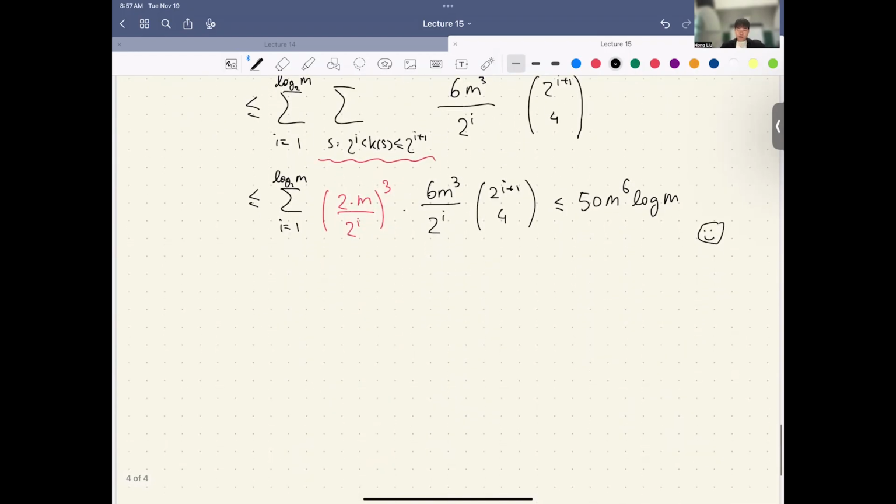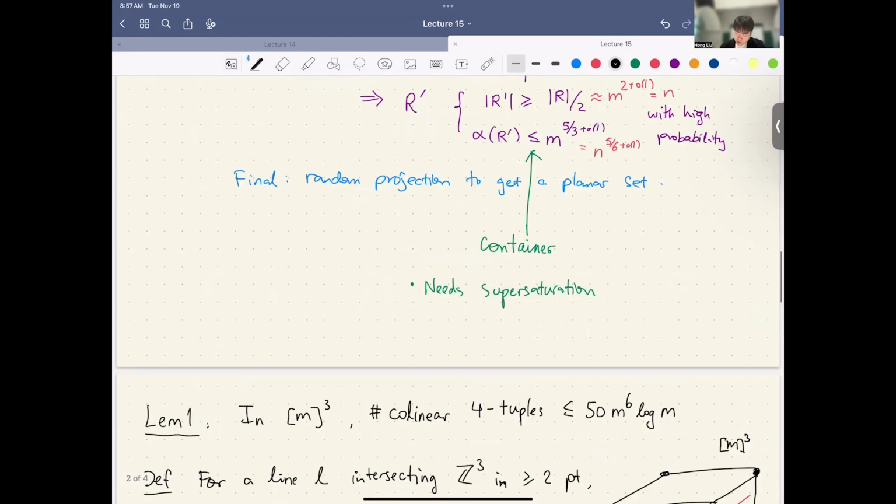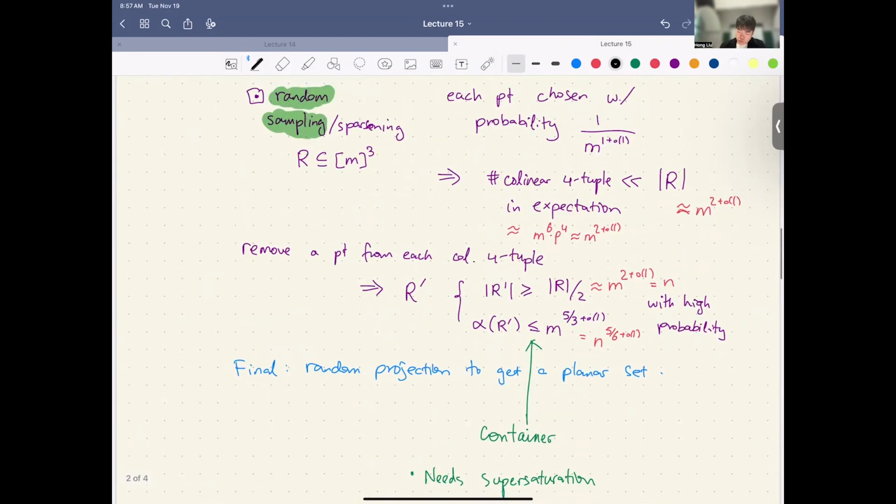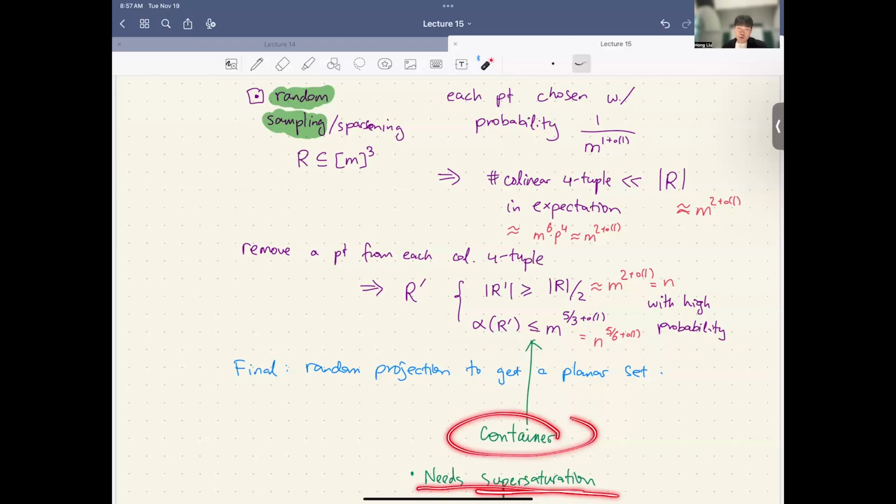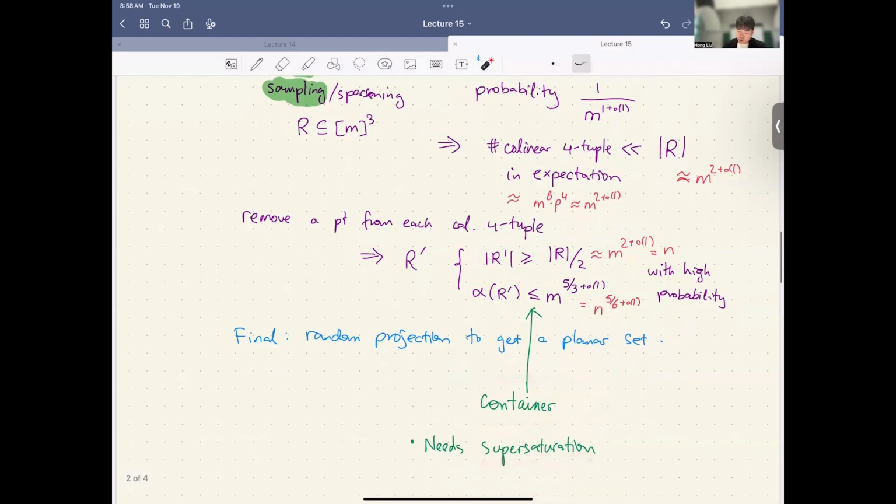The very last detail that we missed out is at the last stage, when we do random sampling, we need to prove that every set of size m to the 5/3 has a collinear triple. And here we need to prove a supersaturation to be able to invoke the hypergraph container theorem iteratively. We mentioned how we do this last time. So this time we just mention the supersaturation part.